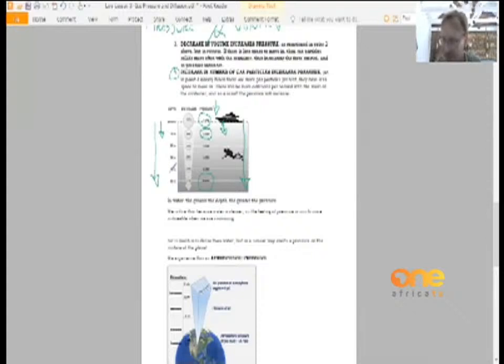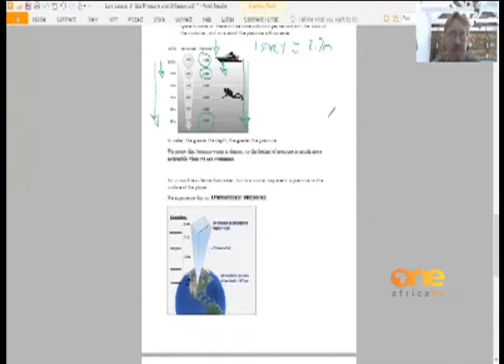Just as a matter of interest, I want to give you this. 50 meters divided by 2.7. That's approximately 18 stories below the surface of the water, because 1 story is approximately 2.7 meters. Okay, so moving on.